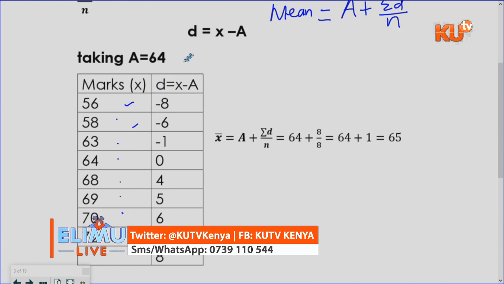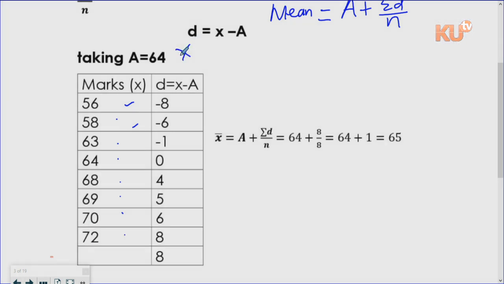Now, I know some of you will ask me, why did I choose 64? 64 is just for convenience. I chose a number which is almost at the center of the distribution, from 56 to 72. But sometimes the question will specify, use this as the assumed mean. In most cases, it is that way. Therefore, the deviation d is x minus a, where x is this value here. This is our x1, this is our x2, x3, like that, up to 72.